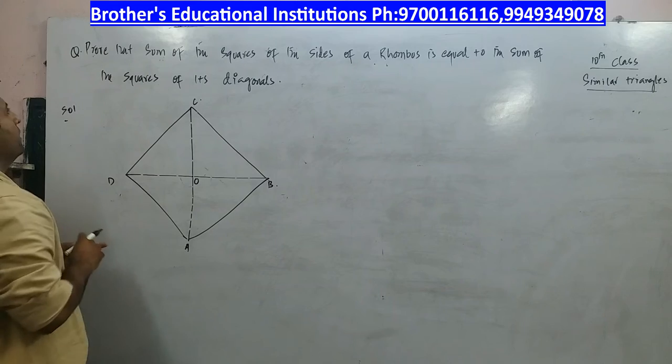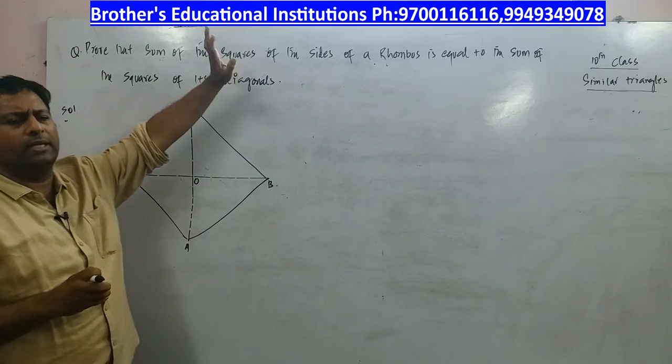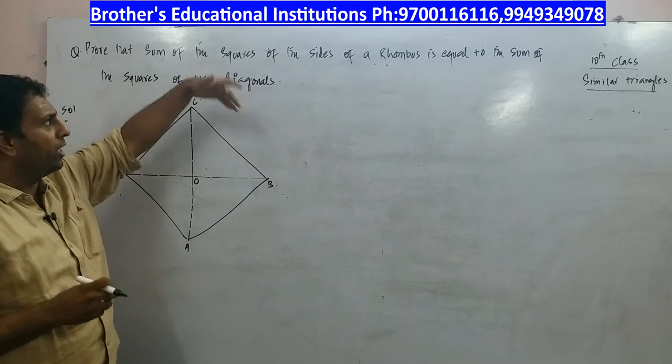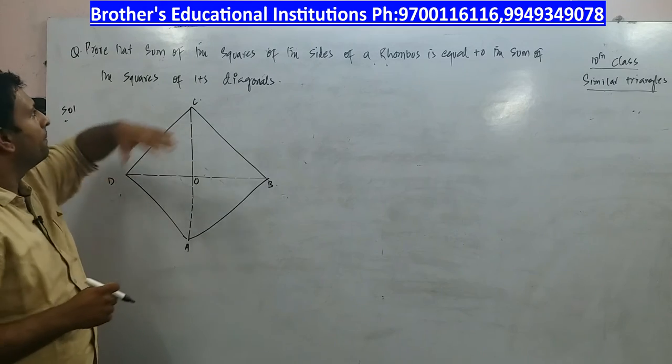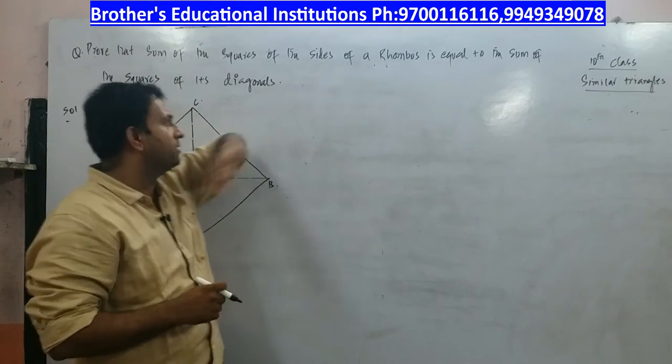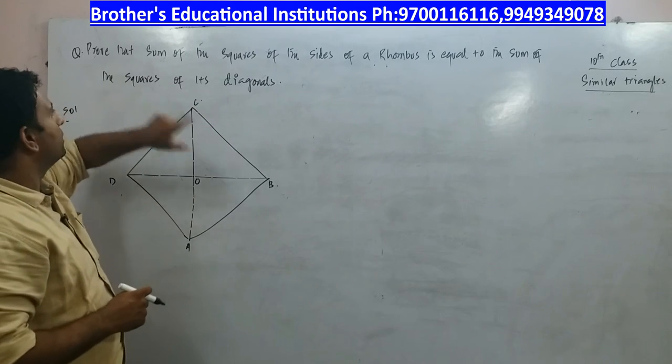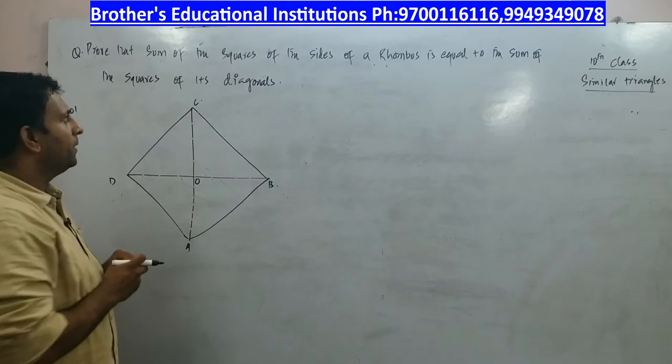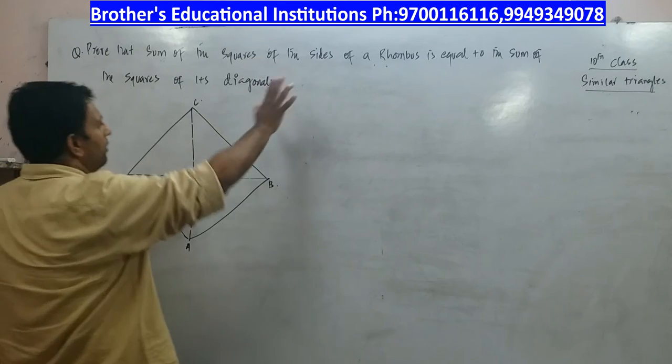Yeah. Children, a very important question. Many times this question has come in the board exam. So please focus and listen. Prove that sum of the squares of the sides of a rhombus is equal to the sum of the squares of its diagonals. Now like this he will give you, and he won't give you a figure, we have to draw the figure on our own.